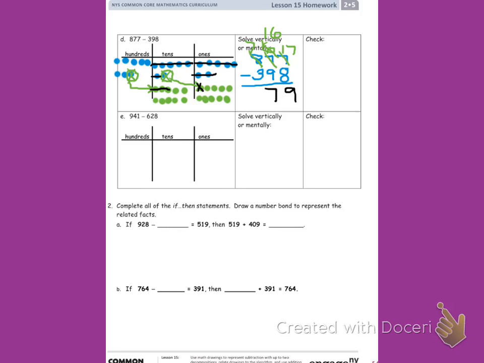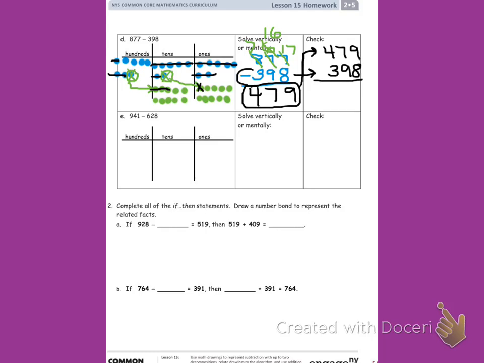Now 7 hundreds minus 3 hundreds. I'll cross them out now. 1, 2, 3. That leaves me with 4 groups of 100. I'll take my answer, which we call the difference, write it here, move over the number 398.